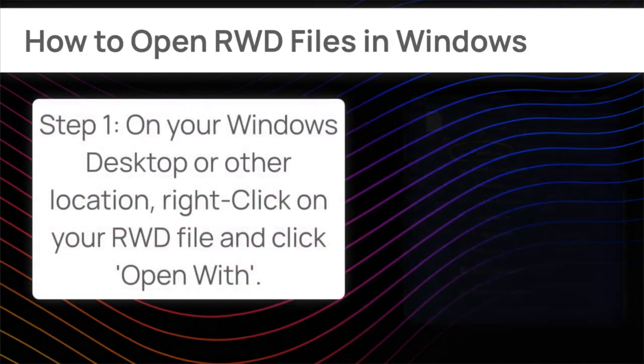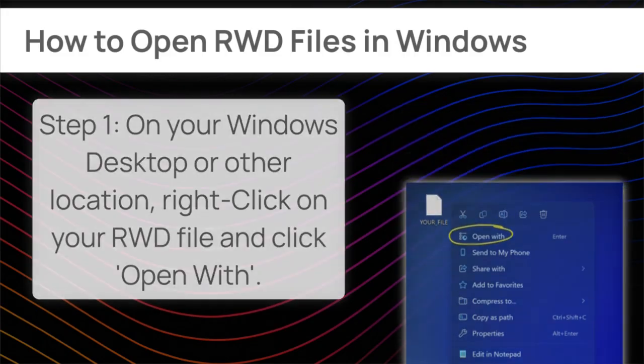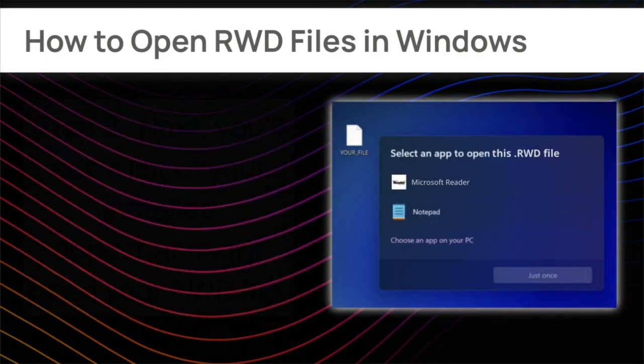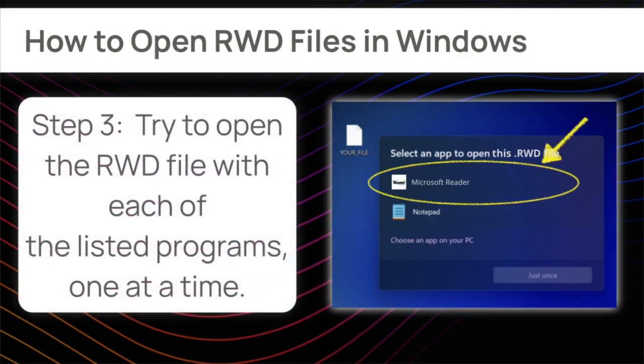We're testing the system's ability to interpret the file's header. Right-click the RWD file and click Open with. Test Microsoft Reader first. If it's unavailable, choose another program. The right tool is key to success.